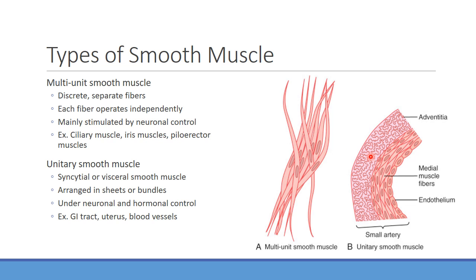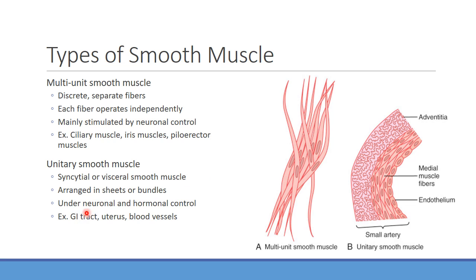Versus the unitary smooth muscle, these are going to be more coordinated. We call these syncytial or visceral smooth muscle. And when I say syncytial, what does that mean to you guys? All working together, right? So they work together to form one cohesive unit. There's a lot of gap junctions between cells that allow for things like sodium to flow, so action potentials can transmit appropriately. Then you'll find they're arranged in bundles or sheets that allow for constriction around a specific area. So this could be the vascular endothelium, or it could be the bladder or the stomach, or whatever it happens to be.